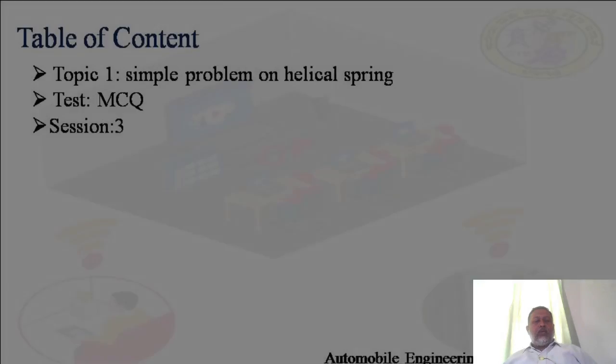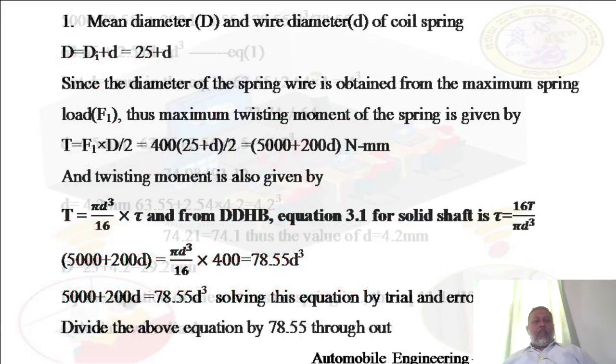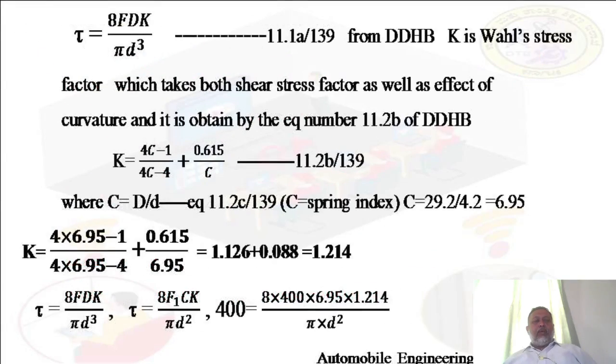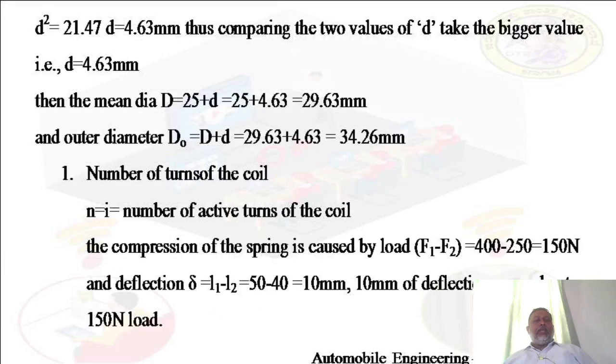When you substitute the values, you will have C equal to 6.95. Now you put the value in the stress factor equation to obtain K as 1.214. Then tau is equal to 8 F C K by pi d square can be considered, and F value will be 400, C value 6.95 into 1.214, the stress factor, by pi d square, so that we can get the d value, d is equal to 4.63.